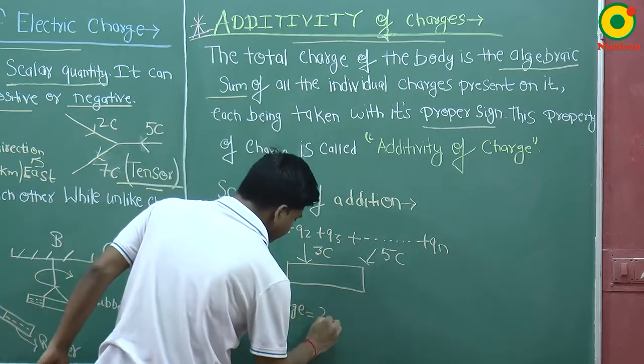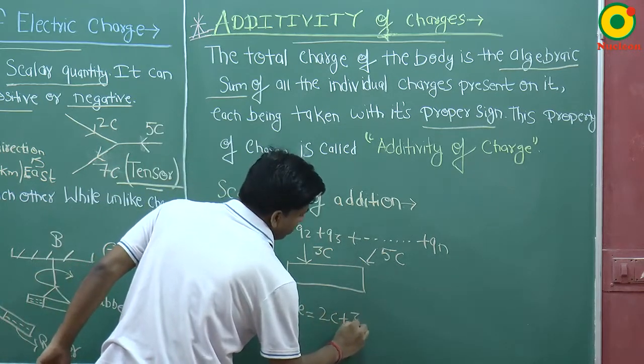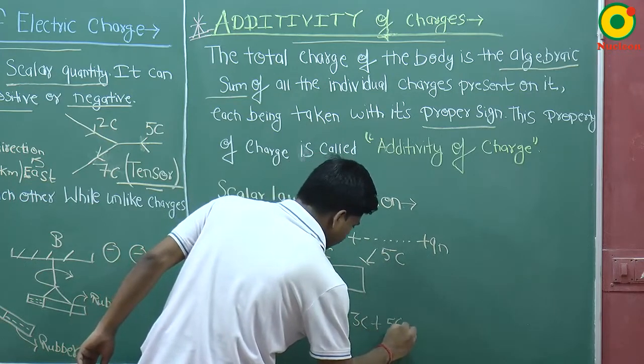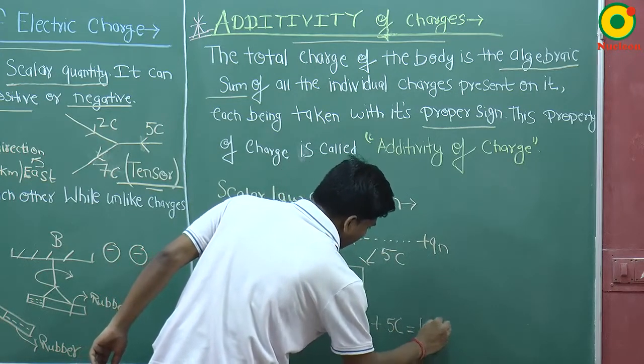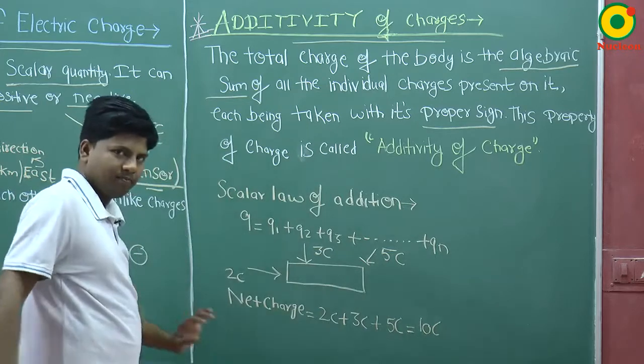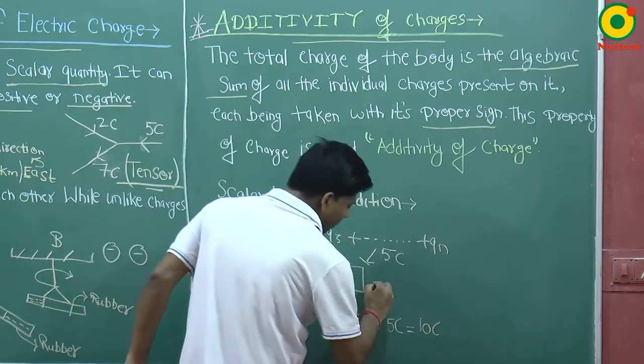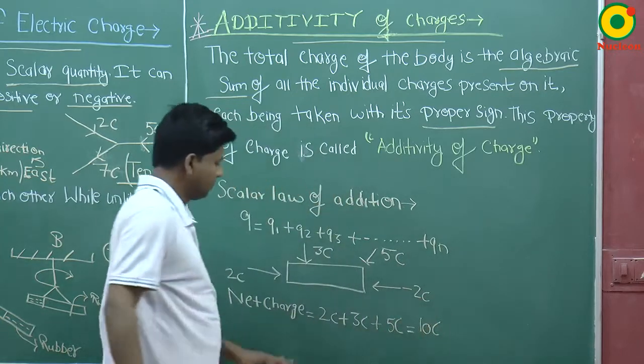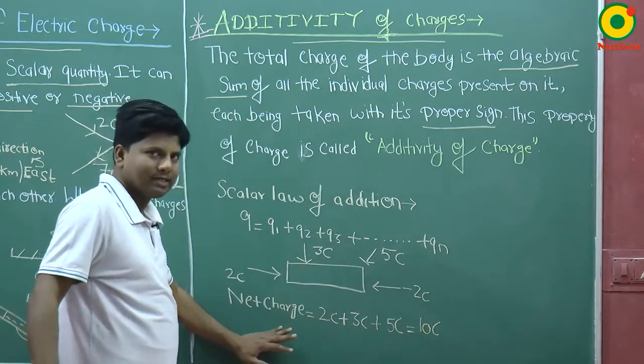2 coulomb plus 3 coulombs plus 5 coulomb. In total we have 10 coulomb of charge on this body. Okay. What if one more charge is coming from here, which is minus 2 coulomb? So what will be the net charge in that case?